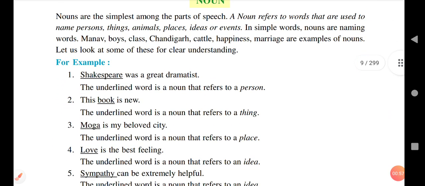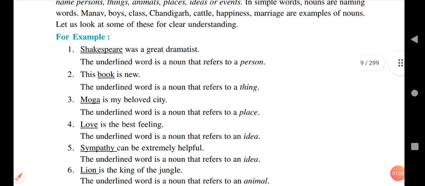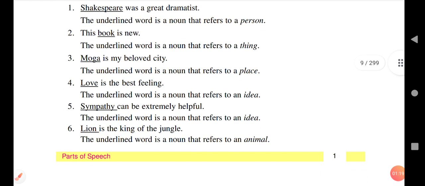For example, Shakespeare was a great dramatist. The underlined word is a noun that refers to a person. This book is new. The underlined word is a noun that refers to a thing. Moga is my beloved city. The underlined word is a noun that refers to a place. Love is the best feeling. The underlined word is a noun that refers to an idea.